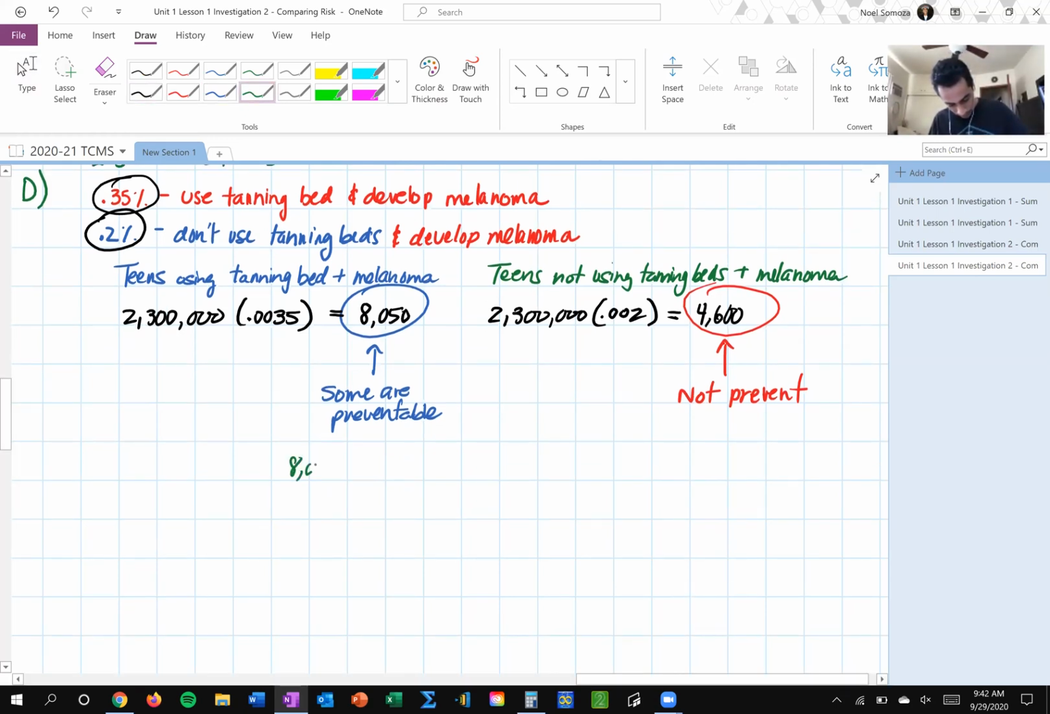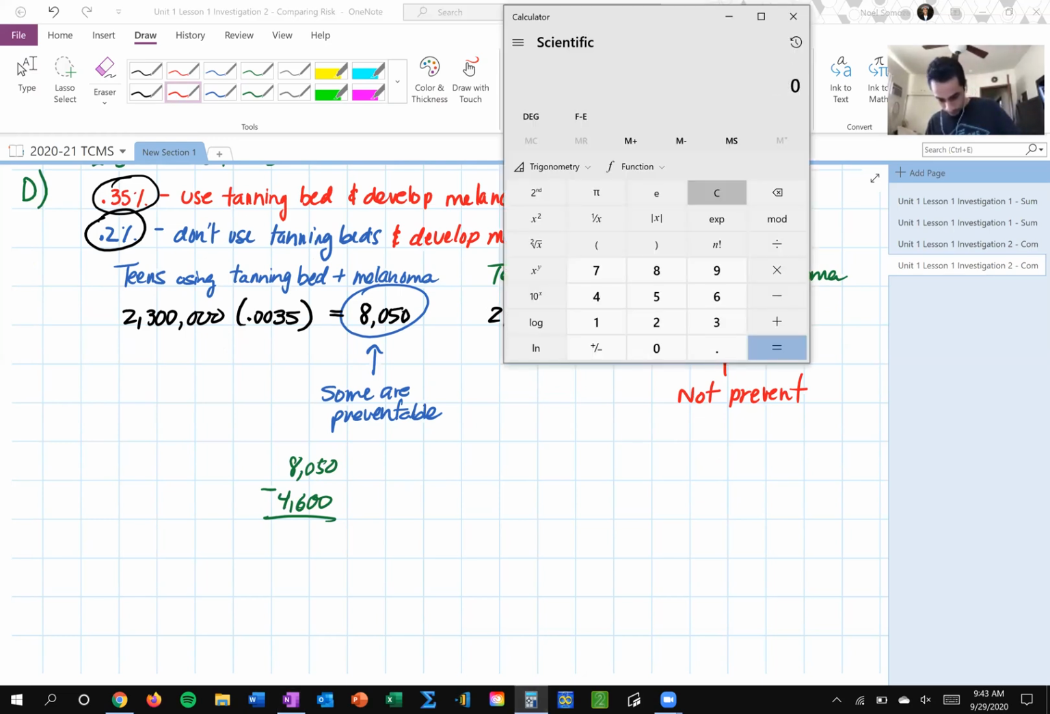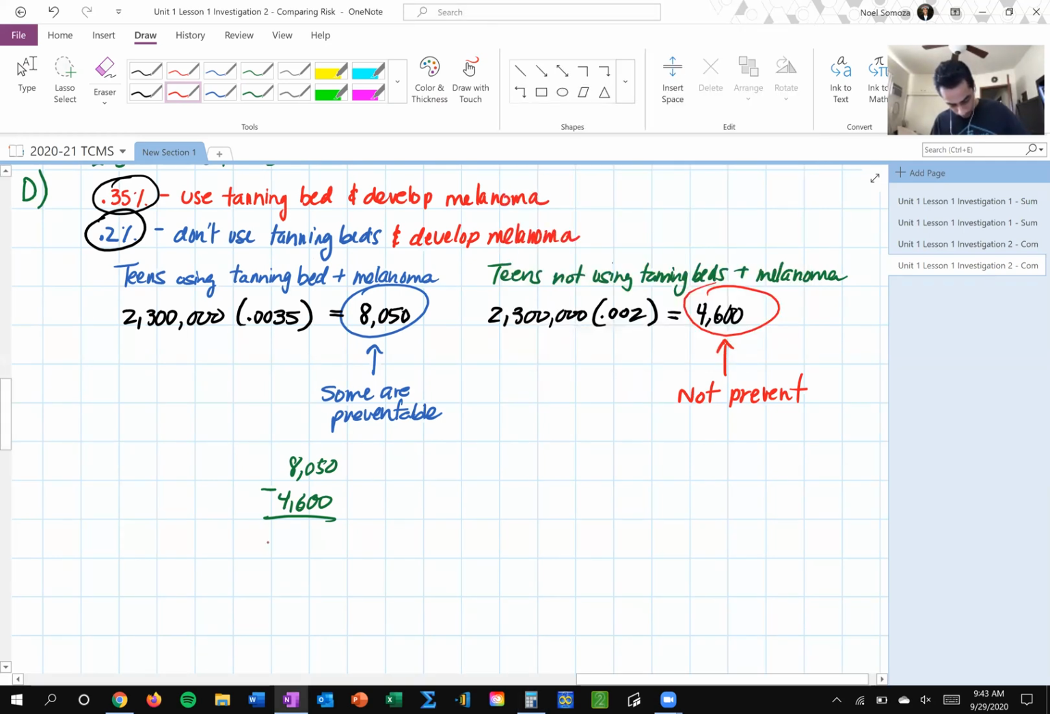Okay, so we have 8,050 minus the 4,600. The value that we get is 3,450. So 3,450 cases of melanoma could be prevented. These are the preventable cases if teens do not use tanning beds.